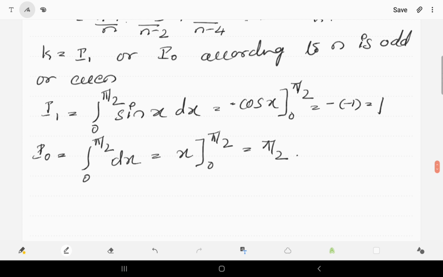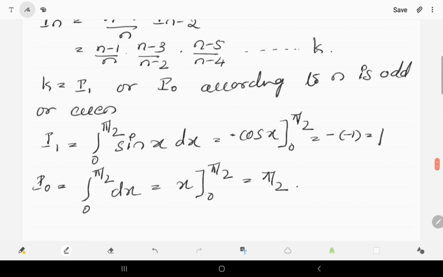Similarly for cos raised to n, the integration of cos raised to n x dx, there also the k value is equal to 1 if n is odd and k equals pi by 2 if n is even. So this is the reduction formula for the integration of sin raised to n x and the integration of cos raised to n x dx, with limits and without limits, both. Let us solve some more examples in the next class. Thank you.